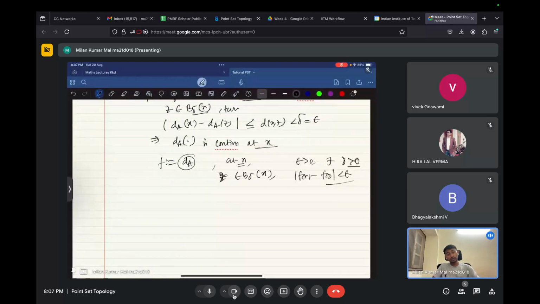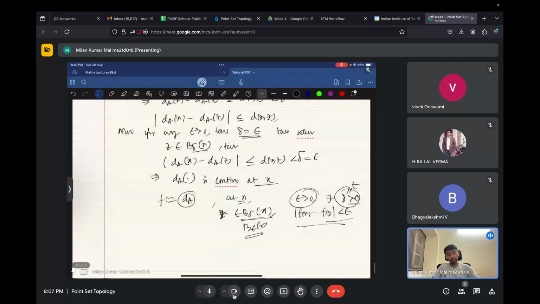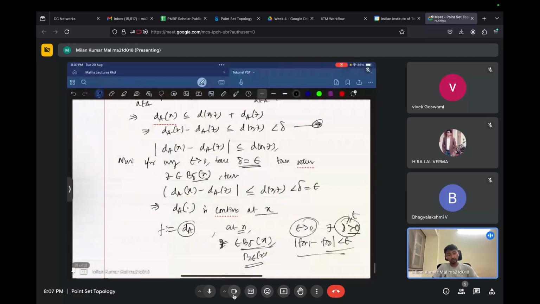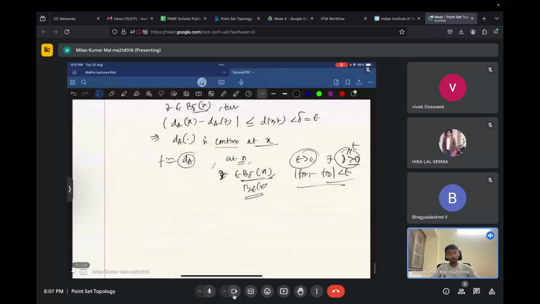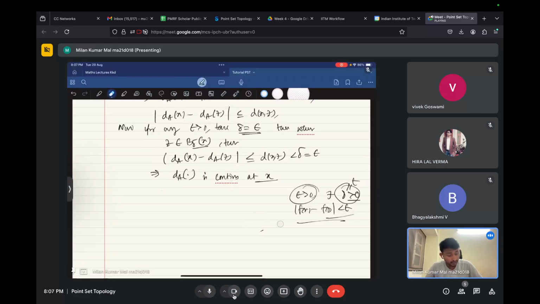Now for every epsilon greater than 0, I have to find the delta greater than 0, but I am choosing delta as actually the epsilon, and taking B delta of x means B epsilon of x. This is the same epsilon, and then I am just proving these two particular inequalities, which give that mod of f of x minus f of z is less than epsilon. I hope this is the sketch. If there is still any problem, you can write to me or you can ask here. I will again discuss.